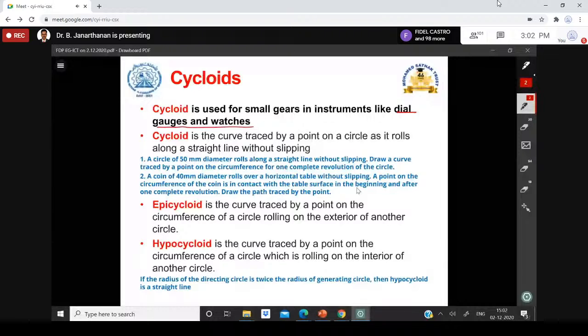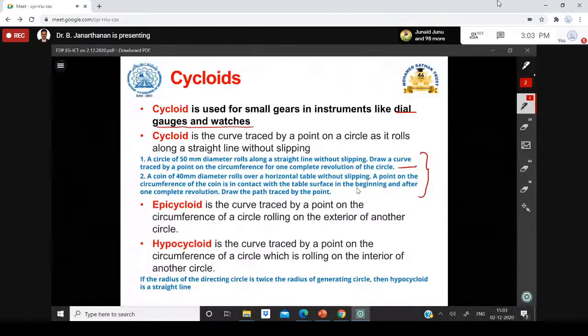So the cycloid definition is given, and the problem which I have given has no word mentioning to draw the cycloid. A circle of 50 mm diameter rolls along a straight line without slipping. Draw the curve traced by a point on the circumference for one complete revolution of the circle. So students should understand that this is the problem of the cycloid, even without giving the word cycloid. Similarly, this is also a problem of the cycloid.